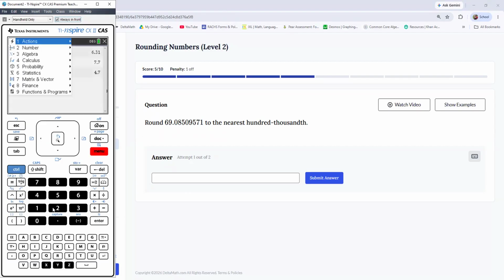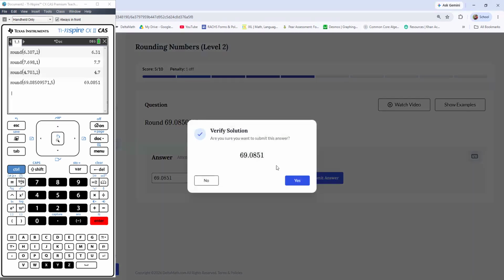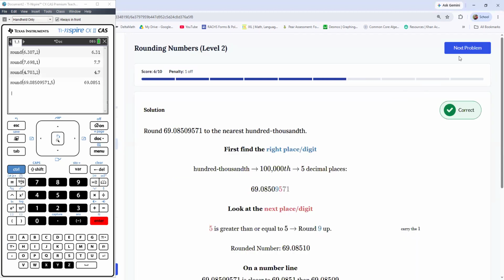So we're going to go menu 281, and we're going to type the number in, 69.08509571, comma 5, because it has 5 zeros, 5 decimal places. That's our final answer. So that's what we type in, 69.08510. And then we press enter. Nice. All right, let's do another one.